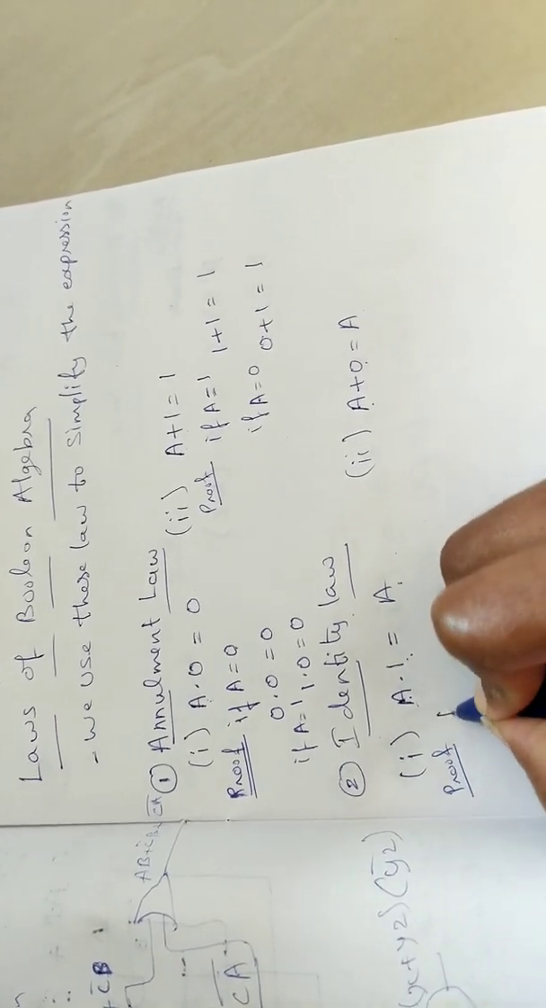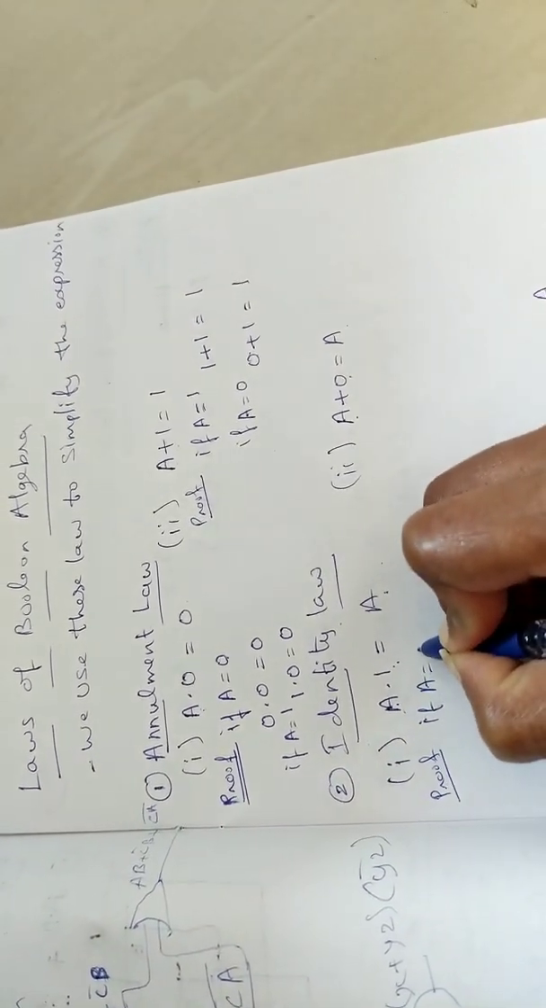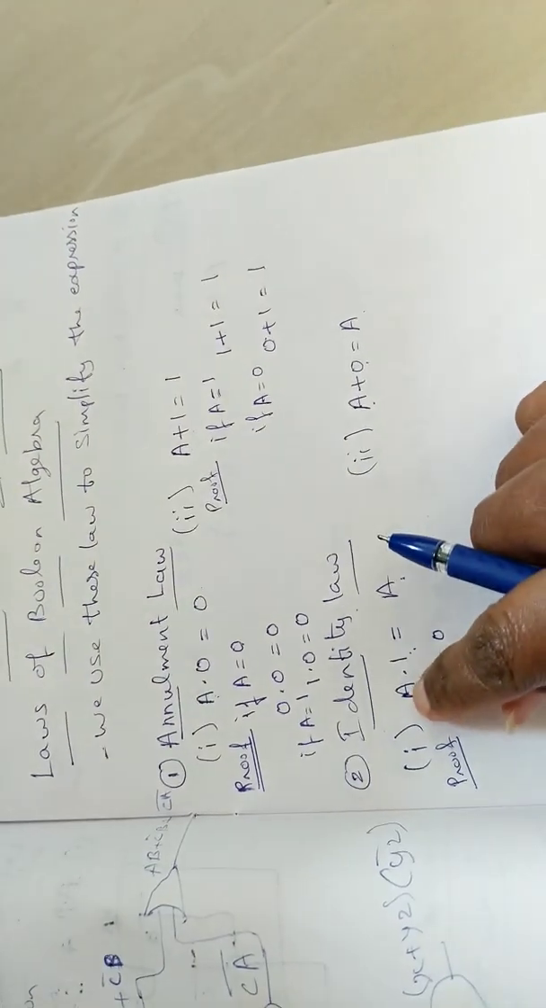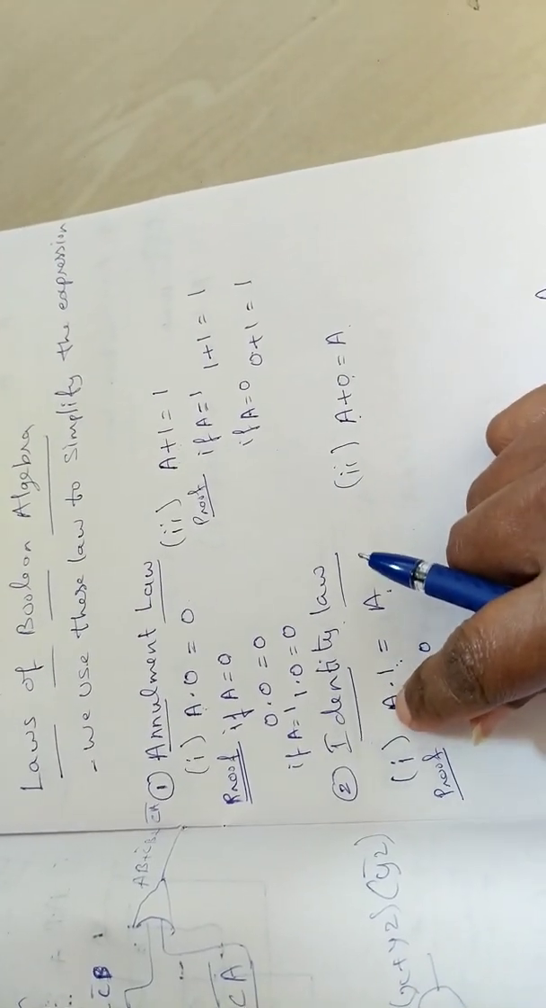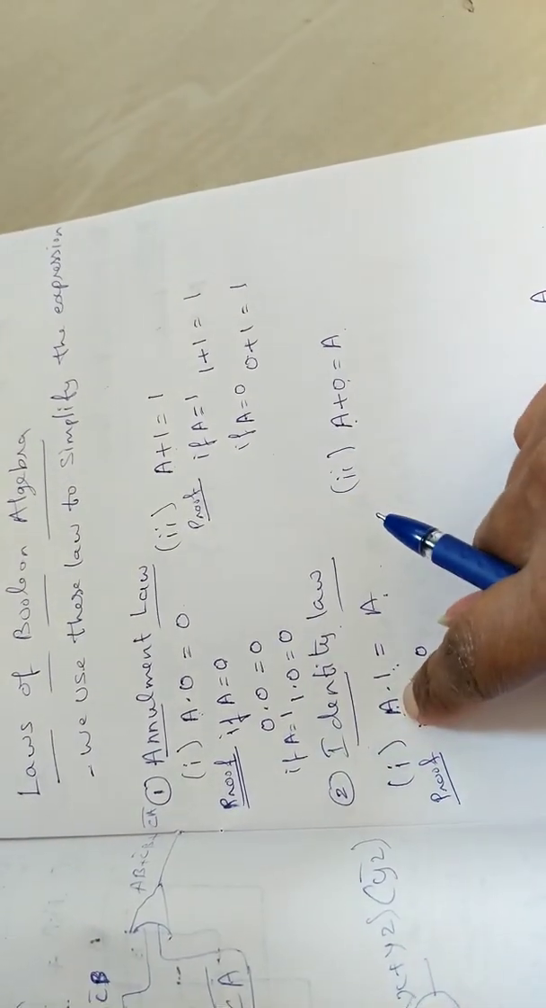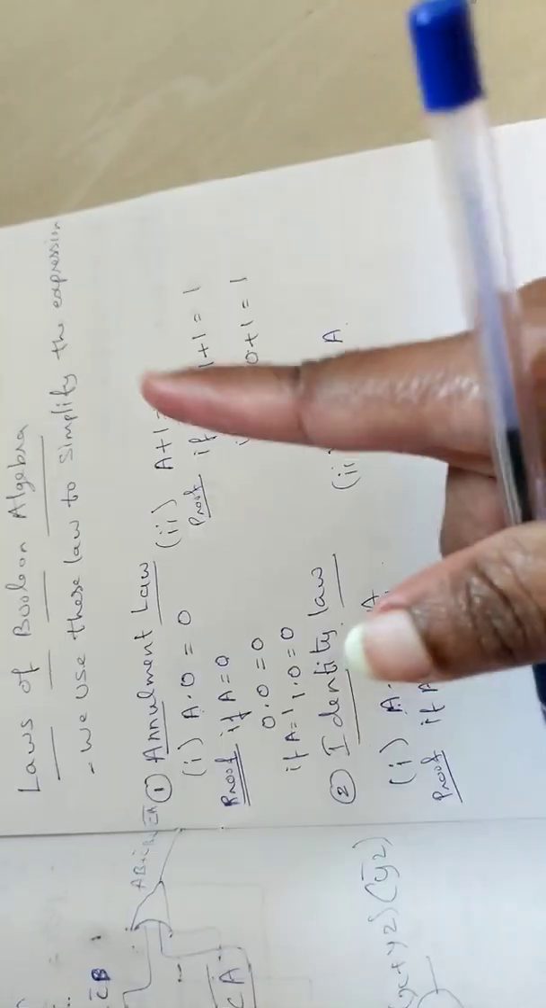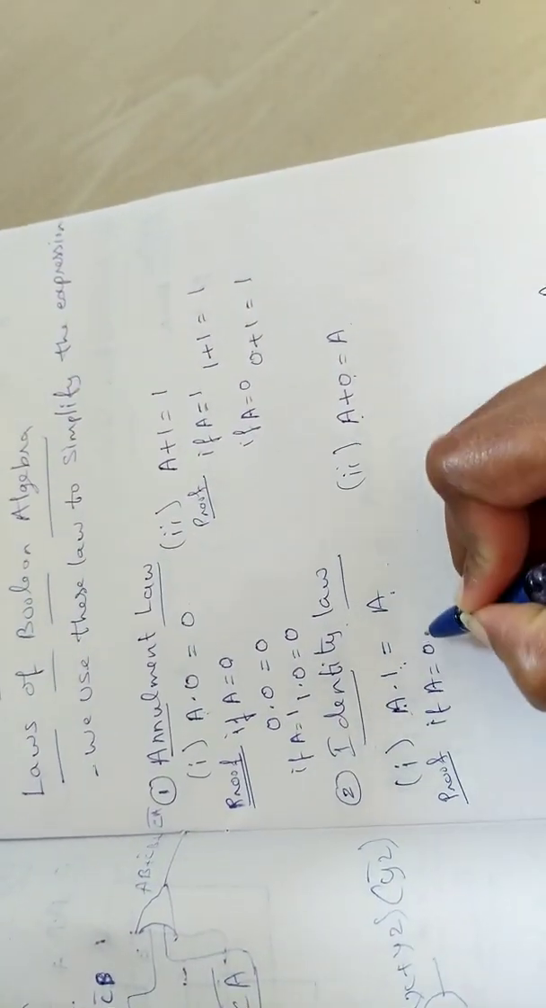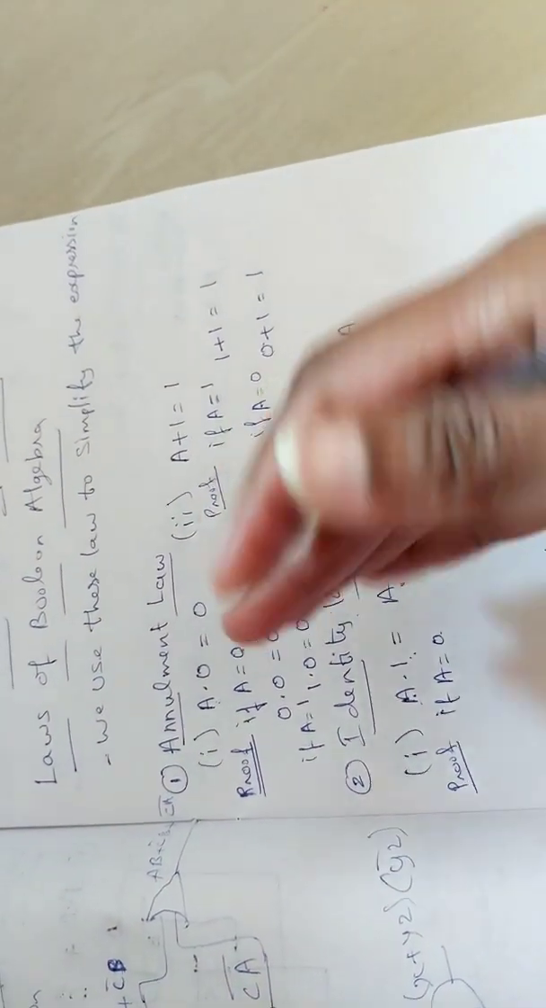How to prove it? In the same situation, if a is equal to 0, just give an input 0 and 1 to that variable and prove this one, because it is Boolean algebra. The variables can hold only zeros and ones. So to a given variable, put a 0 and see. To the same variable, put 1 and see. If you are getting this, it has been proved.